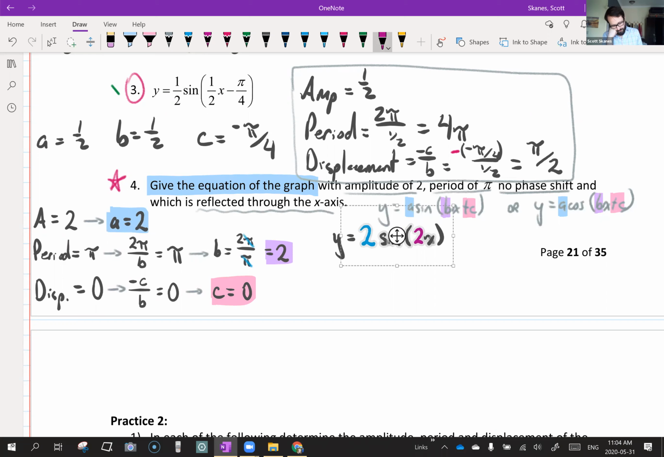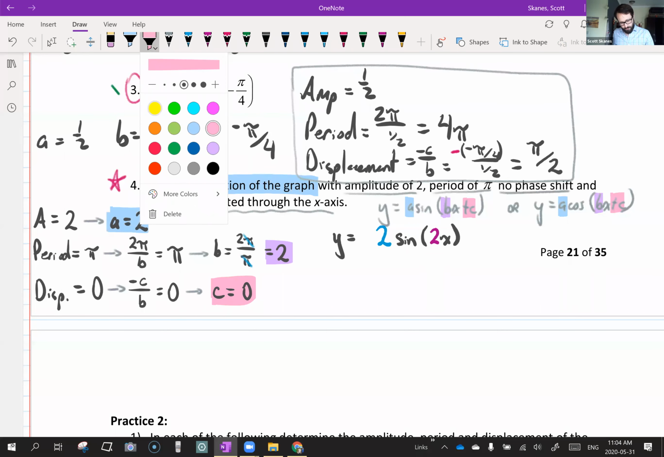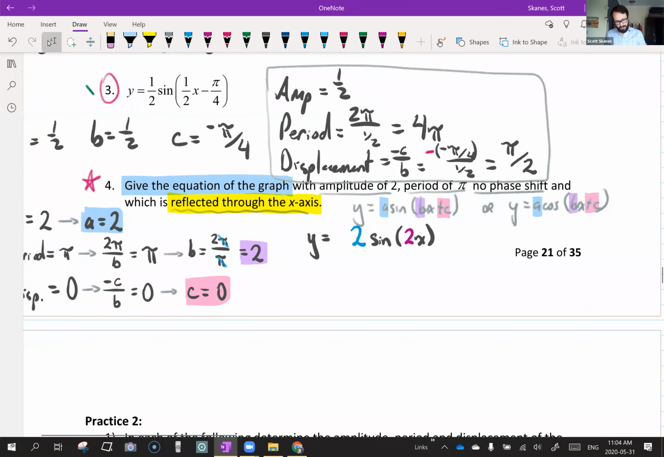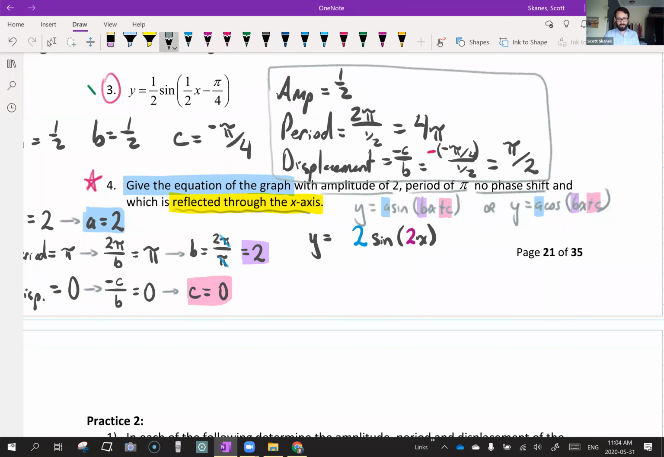The problem is I haven't finished. There's a little bit of a trick here, which is what makes this question harder than it normally would be. This is coming back to haunt us. Functions reflected through the x-axis. What does it mean when something's reflected through the x-axis? When we reflect something in the x-axis, what effect does that have? What does it change?